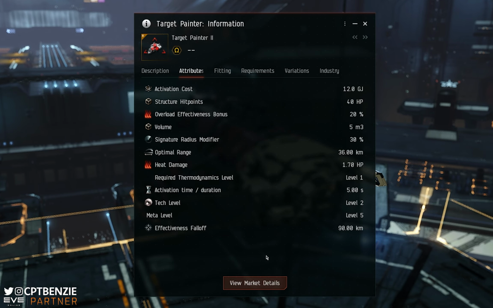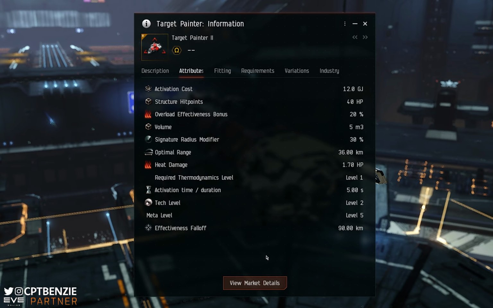That's signature radius. Turn that hummingbird into a small car, and it's going to become easier to hit, right? And if you can turn a small car into a van, that's going to be easier to hit. And if you can turn a van into a bus, that's going to be easier to hit. And a bus turning into a lorry is going to be easier to hit. That is what a Target Painter does. Now, the advantage of a Target Painter, especially compared to a Webifier, is that it has a significantly longer range.